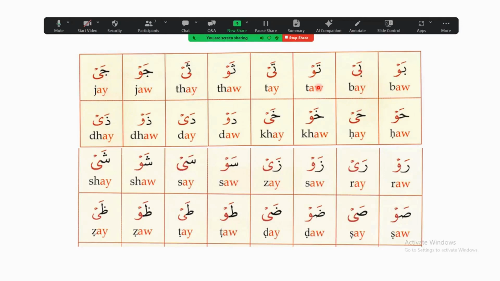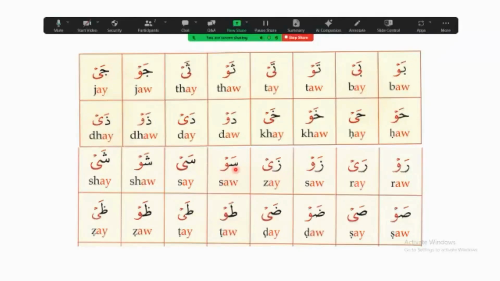So tau, tay, thau, thay, jau, jay, how, hay, khow, khoy, dau, day, thou, they, row, roy, though, they. In all of these cases, I'm just shifting the articulation from one letter to the other, right? From seen to waw. So, say.